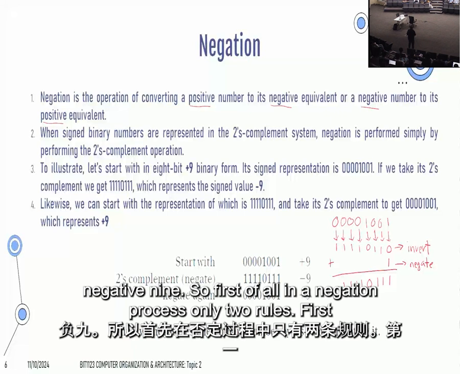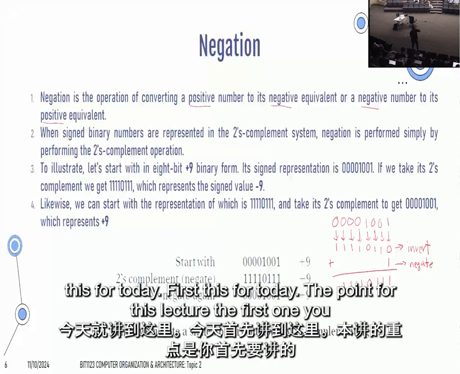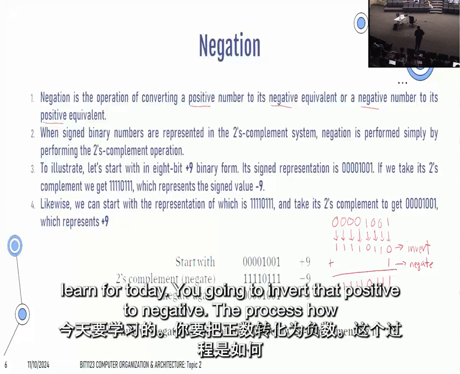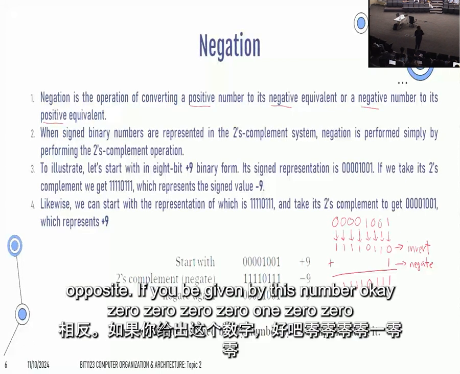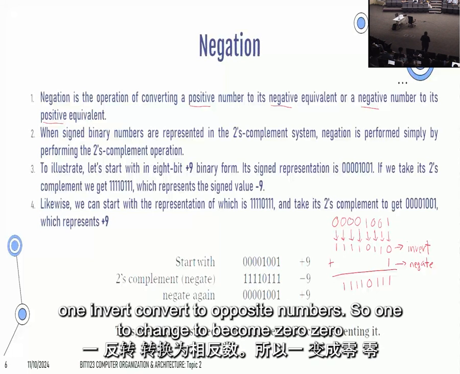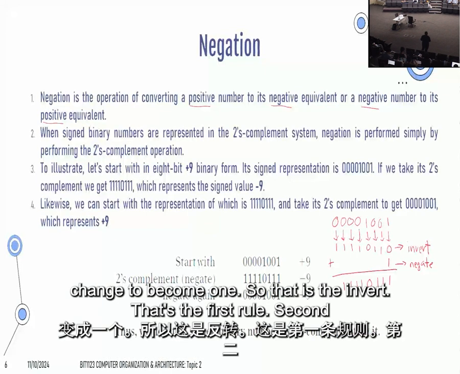First of all, in the negation process, there are only 2 rules. This is the first gist for today, the first point you learn for today. You're going to invert that positive to negative. The process is the opposite. If you are given this number, 0, 0, 0, 0, 1, 0, 0, 1, invert it, convert to the opposite number. So 1 changes to become 0, 0 changes to become 1. That is the invert. That's the first rule.